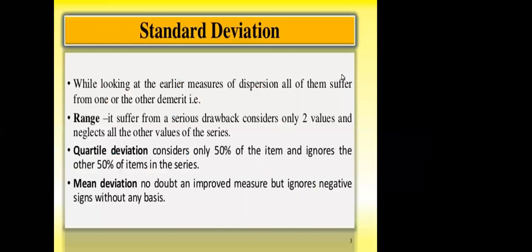Looking at the earlier measures of dispersion, each suffers from one drawback or another. Range suffers from a serious drawback: it considers only two values and neglects all the other values of the series. Quartile deviation considers only 50% of the items and ignores the other 50% of the items in the series. Mean deviation, no doubt, improves the measure, but it ignores the positive and negative signs without any basis. As we know, in the mean deviation we ignore the positive and negative signs.